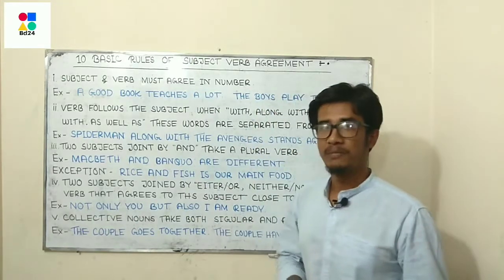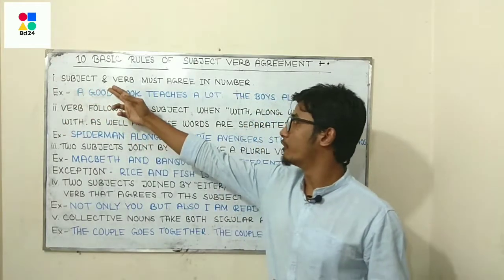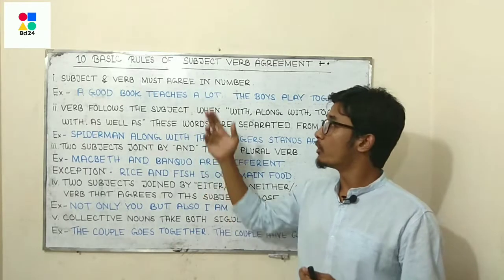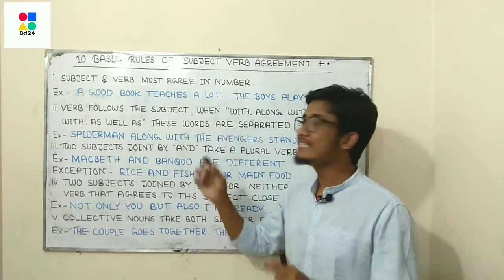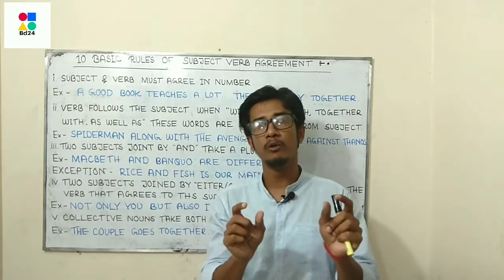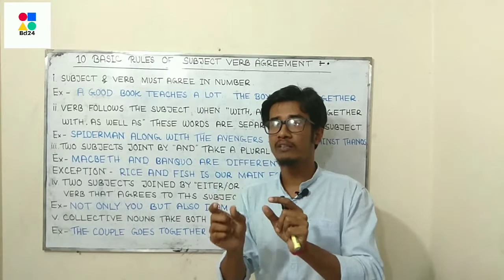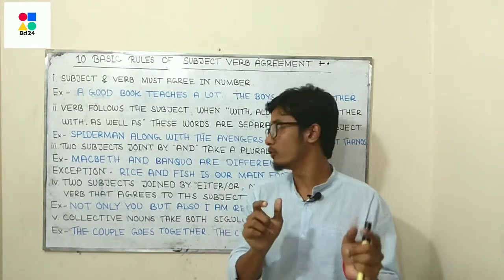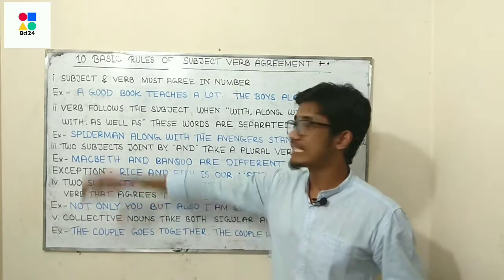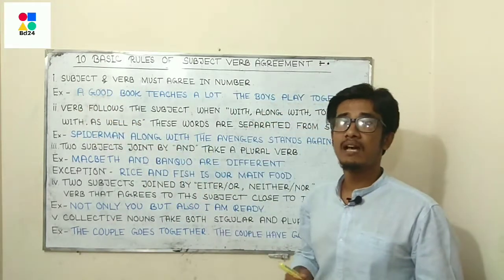First of all, let me tell you the first rule. Rule number 1, subject and verb must agree in number. So what does this rule say? This rule says that if the subject is singular, the verb will also be a singular one. And if the subject is plural, then the verb will also be plural. So let me show you 2 examples.